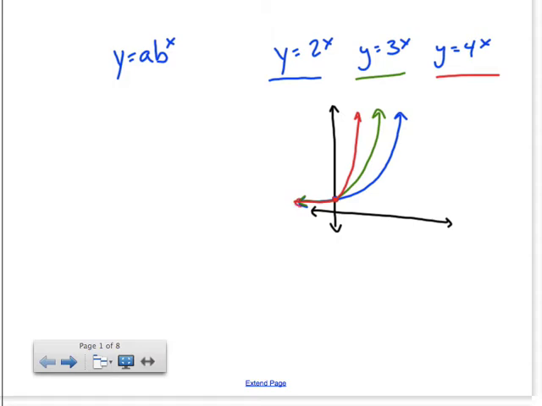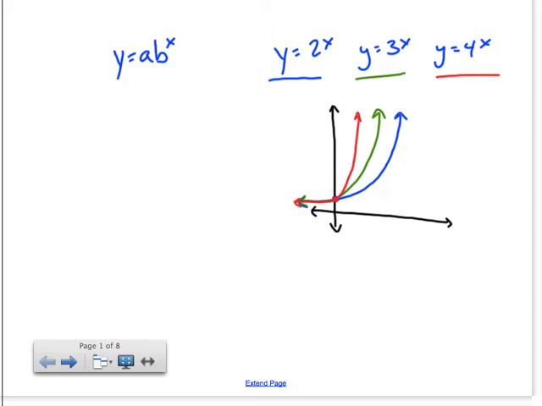Now if you look at this, you can see that the bigger the base value is, the sharper the curve should be. And that makes sense because if you're taking a bigger value to a power, the result is going to be that much higher every single time that you increase it. 2 squared is certainly not as big as 3 squared or 4 squared. 2 cubed is certainly not as big as 3 cubed or 4 cubed. So that curve should be that much sharper the bigger that number gets.